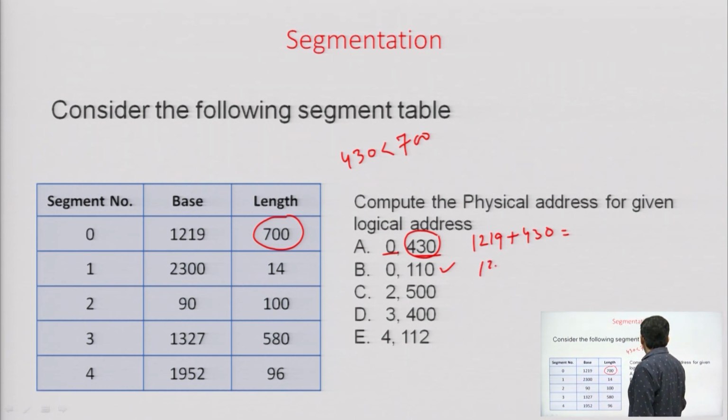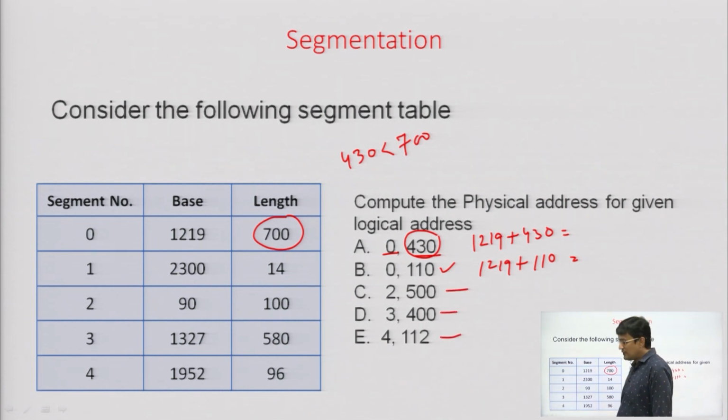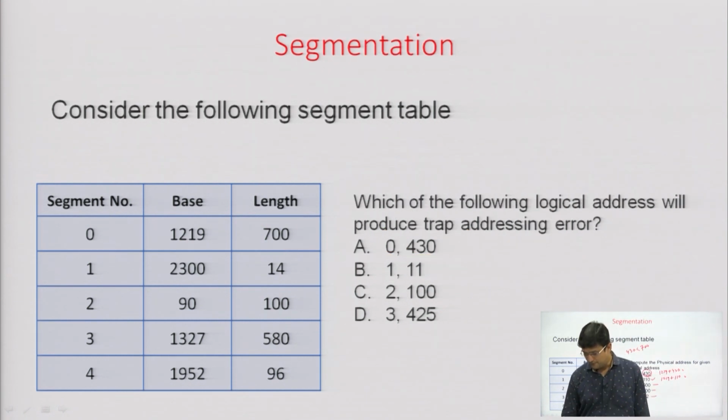Similarly, for 0, 110, this again is a correct address. So the base address 1219 plus 110 is the physical address. Similarly, you can find out for all these. You should first check that the offset is less than the given length or not.